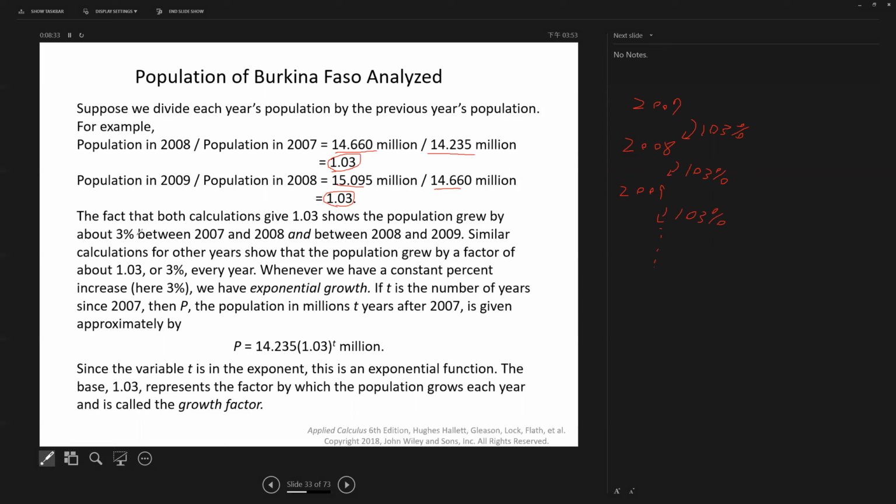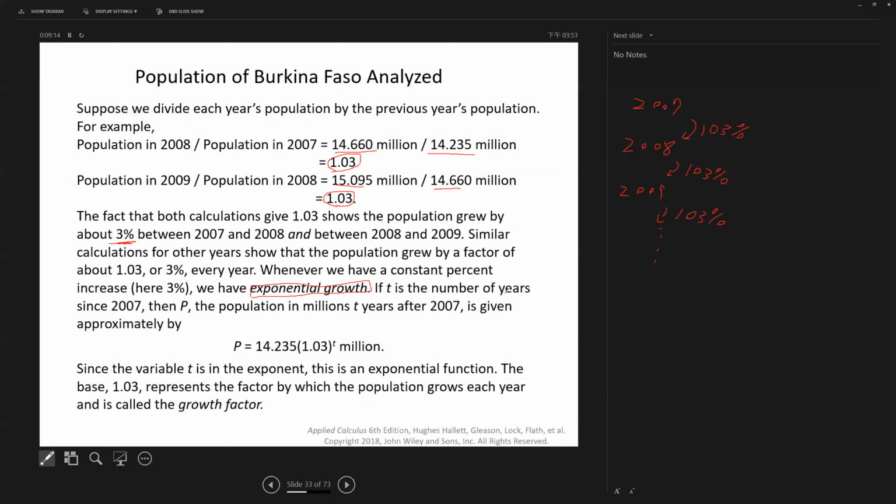So let's look at the notes here. The fact that both calculations give 1.03 shows that the population grew by 3% between 2007 and 2008, and also between 2008 and 2009. Similar calculations for other years show the population increased by a factor of about 1.03, or 3%, every year. Therefore, we have something called exponential growth. If it's increasing by a fixed percentage, then we can say that this data has exponential growth. All right, let's keep going.